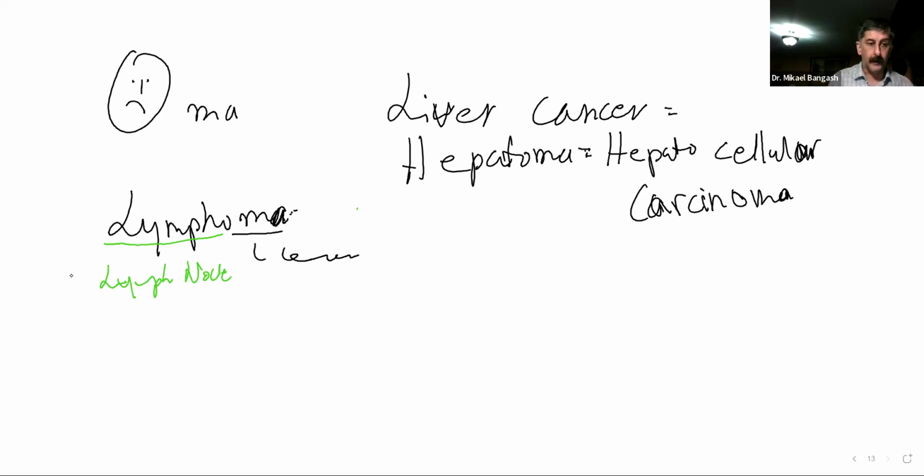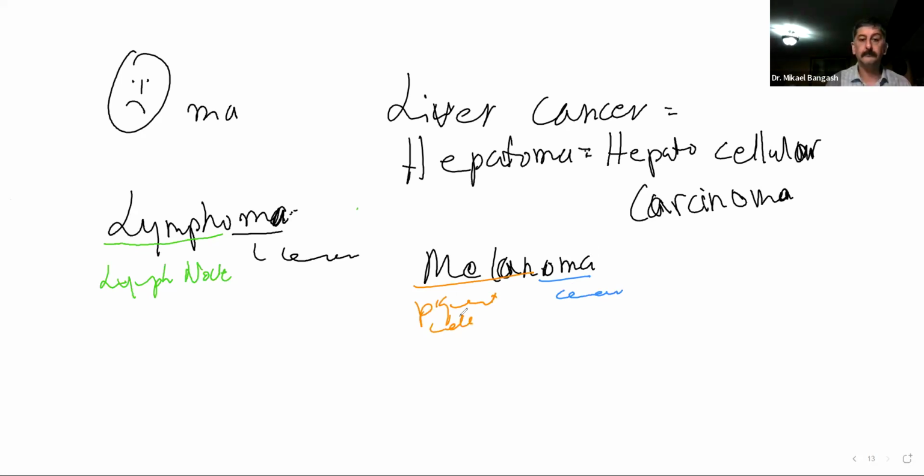Another one is melanoma. This is still cancerous, cancer of your pigment cells.